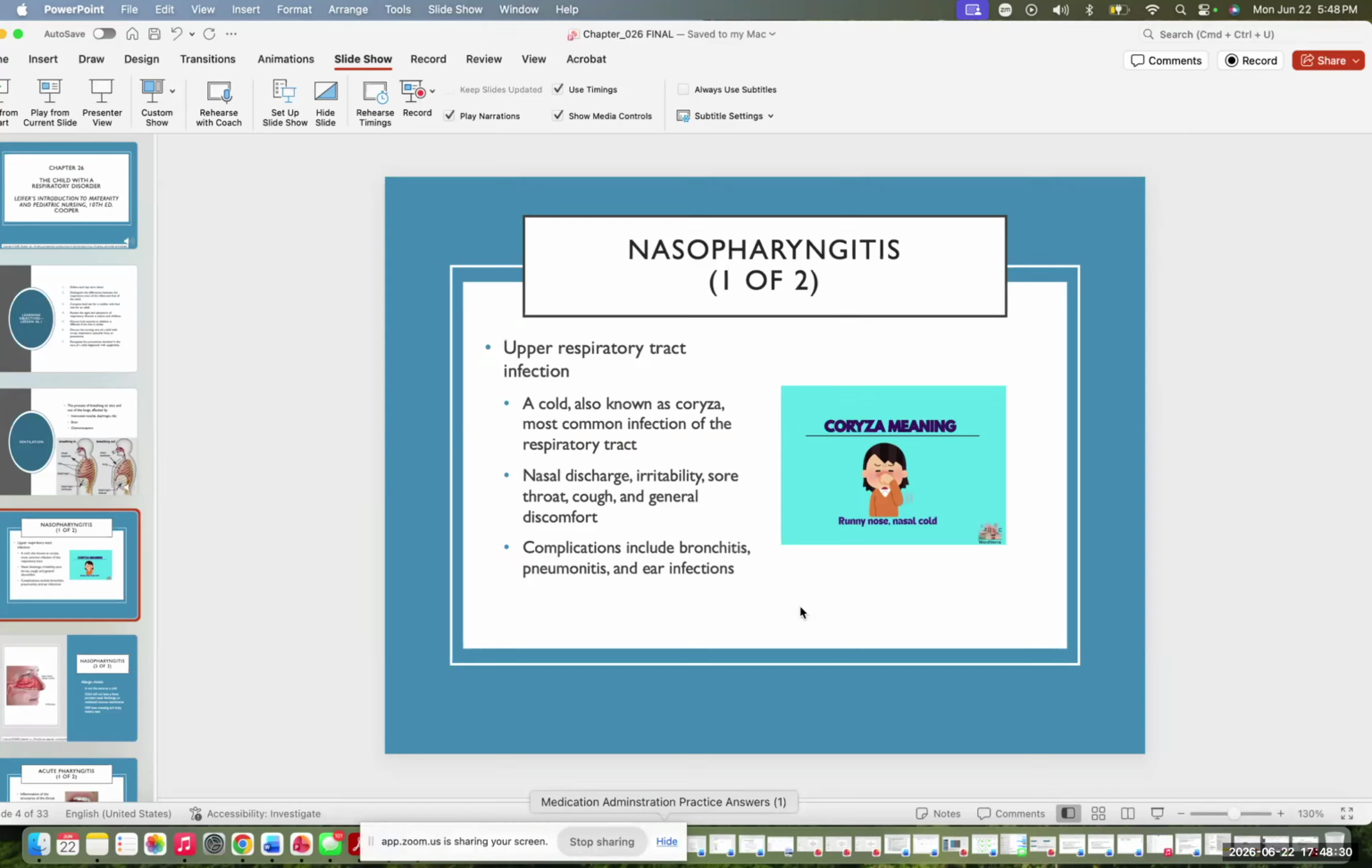And why do more kids get ear infections than adults? Because their tube is like straight instead of curved. Absolutely. So anatomically, remember when we take temperatures, tympanic temperatures, what are we pulling? Up and back or down and back for kids?